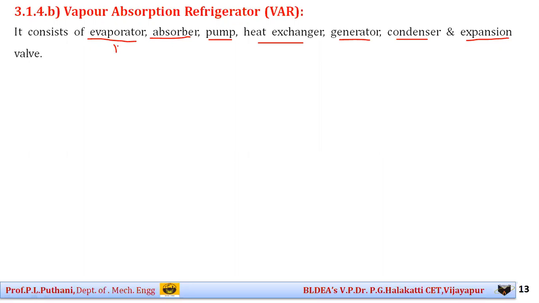You know these three parts, the evaporator, condenser and expansion valve, were all available in the VCR process. Here we are more interested in the other devices, the absorber, pump and generator. Let us see the sketch of this particular setup.